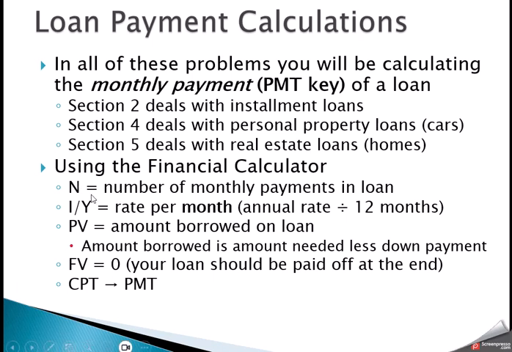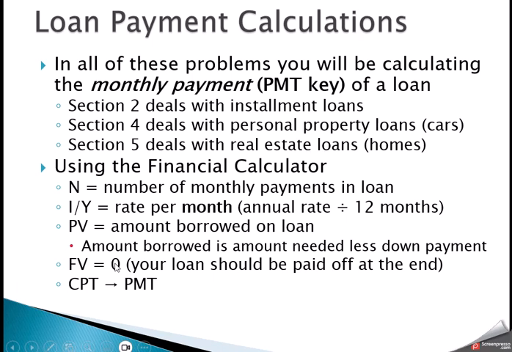So our N is going to be our number of monthly payments in the loan. Our I/Y is going to be our rate per month, the annual rate divided by 12. The present value is the amount borrowed. Again, go back to that prior slide, but it's the purchase price minus the down payment. That is what our present value will be, the amount borrowed. And then the future value of a loan is always, always zero.